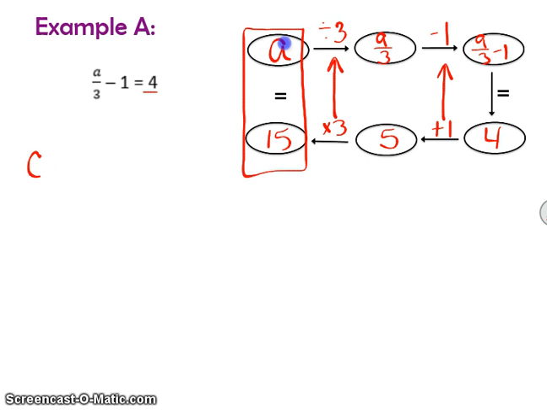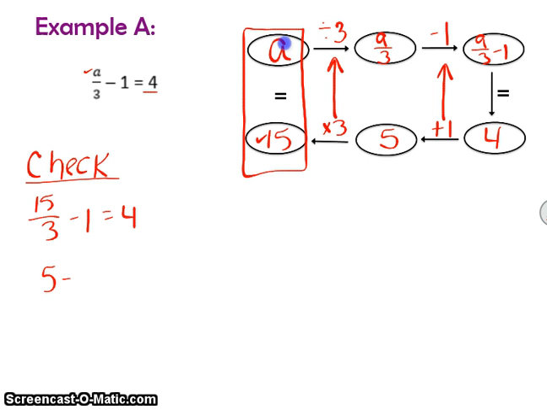So I know that a is equal to 15. I could check my answer. All I have to do is plug in this 15 into this a. So I have 15 over 3 minus 1 is equal to 4. 15 divided by 3 is 5. 5 minus 1 is 4, so both sides are equal to each other, so I know that I got the correct answer. So that's the first way. That's what we did yesterday.